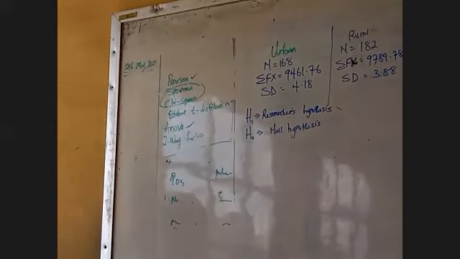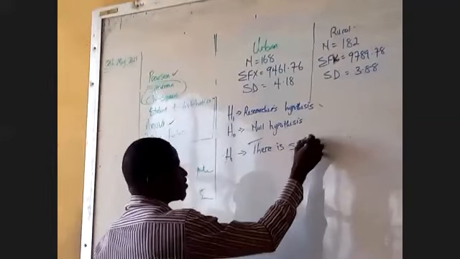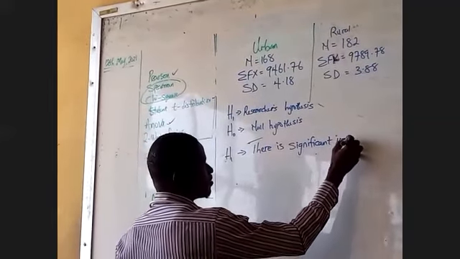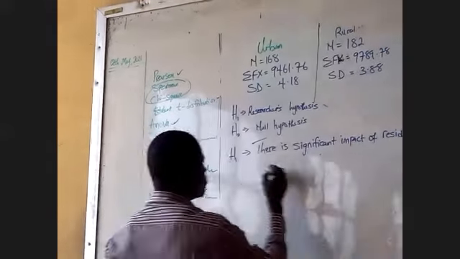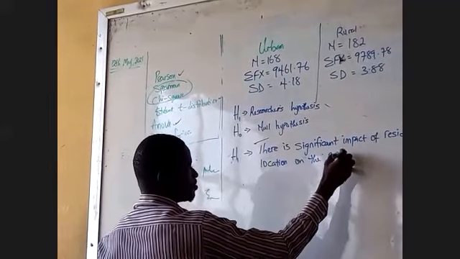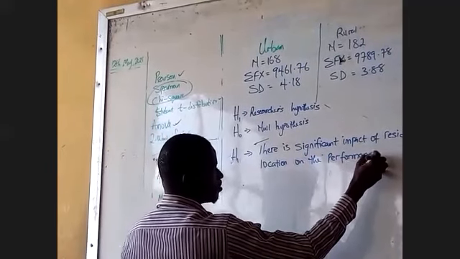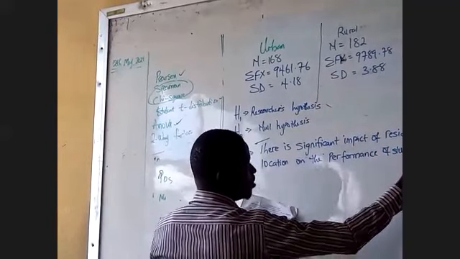That's the question. It says we should first formulate. So now let's formulate. The question says the researcher was interested in determining whether a national location has impact on the performance of certain statistics, right? So what will be the researcher's hypothesis? It's simply going to be there is significant impact of residential location on the performance of students in statistics.